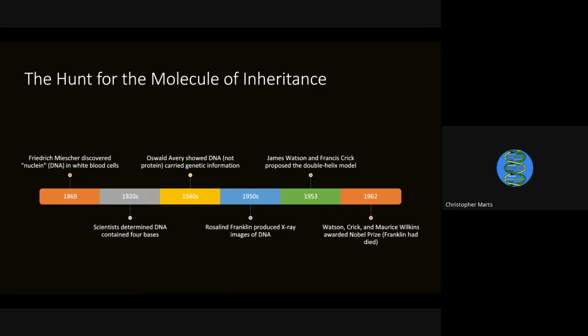And then we go into the 50s with Rosalind Franklin, who was able to X-ray DNA. James Watson and Francis Crick, you'll see their names quite a bit with DNA, were the first ones to show that double helix model. And then Watson, Crick, and Maurice Wilkins ended up getting a Nobel Prize for their research into DNA.